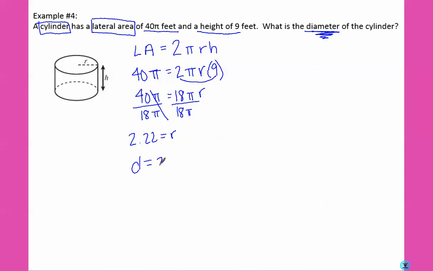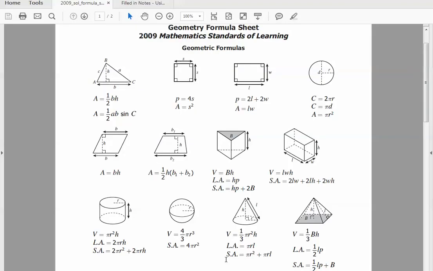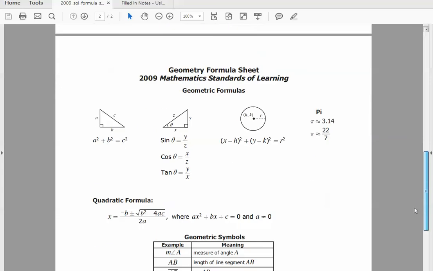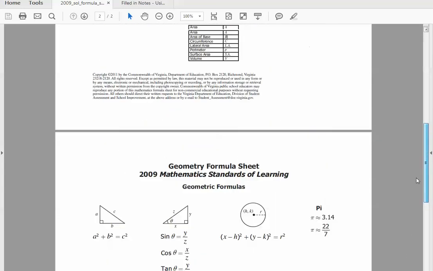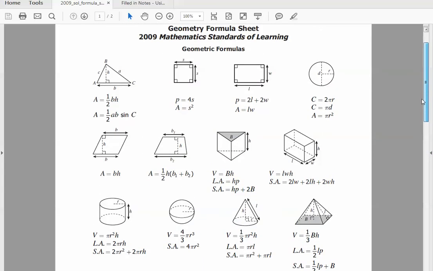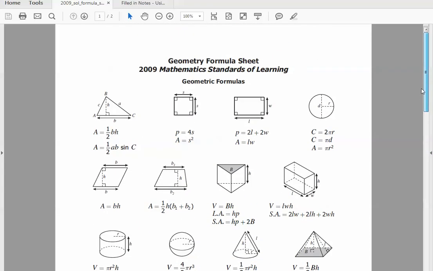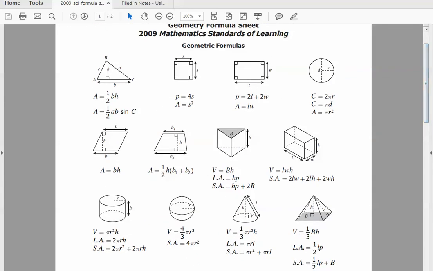Diameter is equal to 2 times the radius, which, if you forget, never mind, I thought it was on here. It's not. JK.